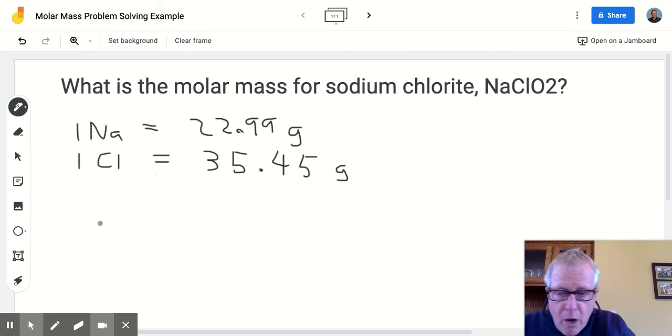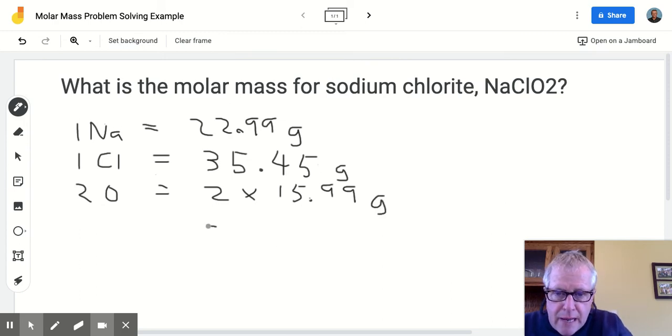Then there are two oxygens, and I like to set up my problems that way over here on the left side. So O2 here is two oxygens, which means you have to multiply the atomic mass times 2. I'll do that first, and oxygen is 15.99 grams.